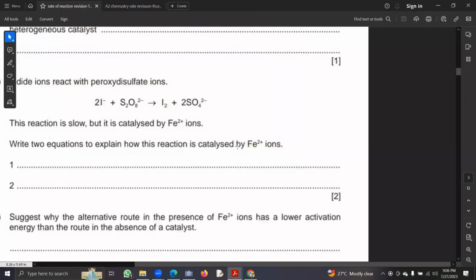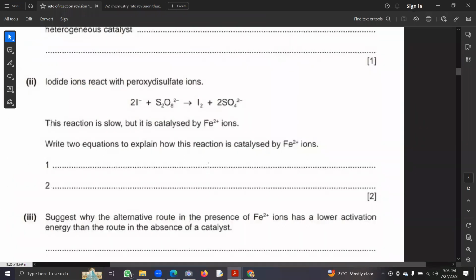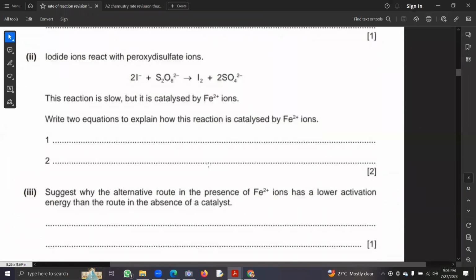Then they're saying something interesting. Suggest why the alternative route in the presence of Fe2 plus ions has a lower activation energy than the route in the absence of a catalyst. Now here the answer will be like this. Can you see the reactants are both negative? Reactants are both negative, they repel each other. Therefore they can't come together.